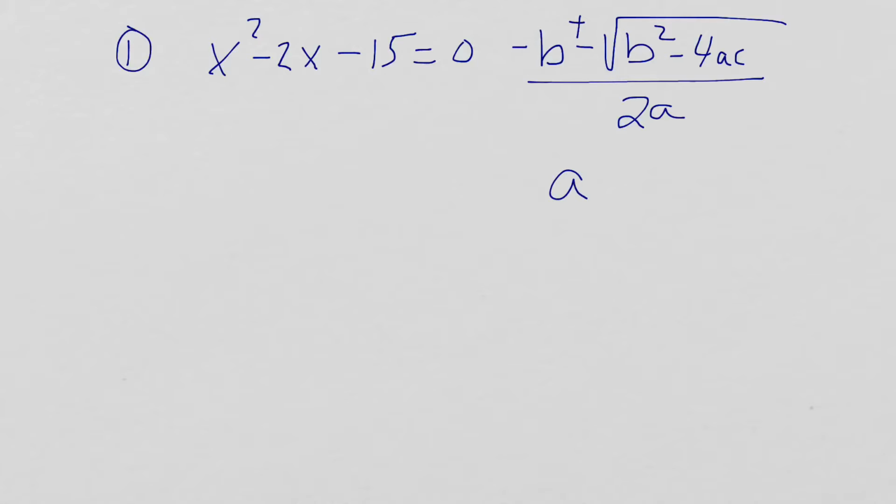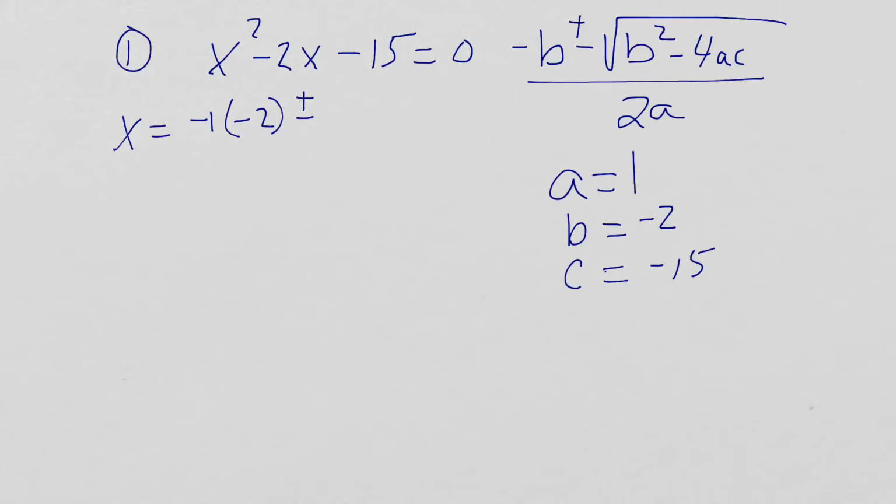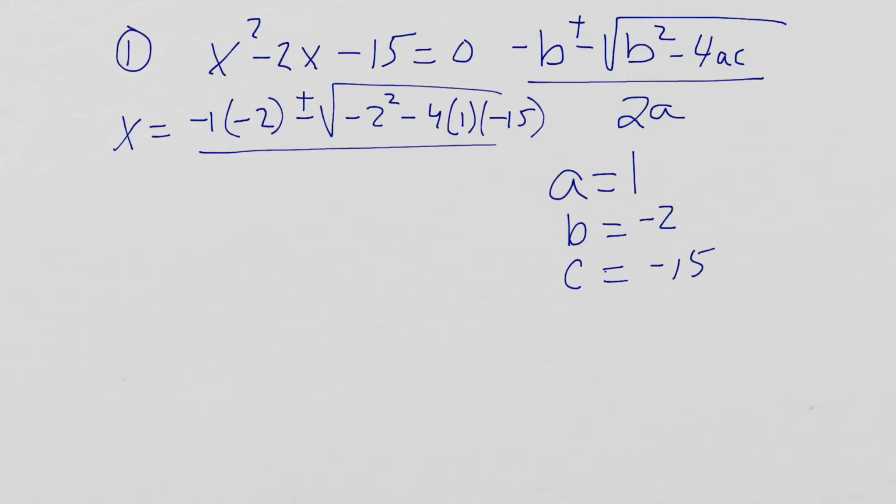So our a is going to be 1, b is going to be negative 2, and c is going to be negative 15. So we're going to do x equals negative 1 times negative 2 plus or minus the square root of b squared, which is negative 2 squared, minus 4 times 1 times negative 15, all divided by 2 times 1.